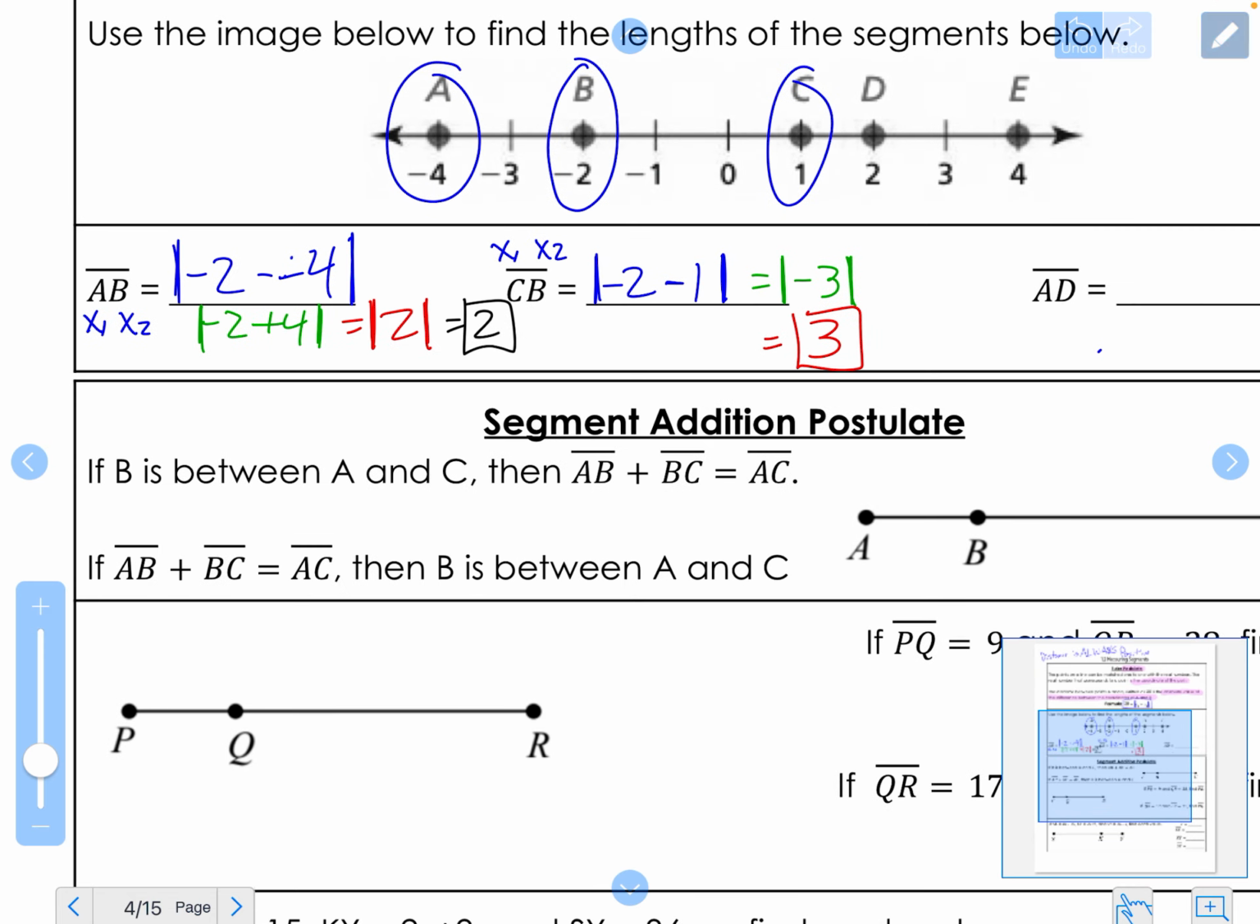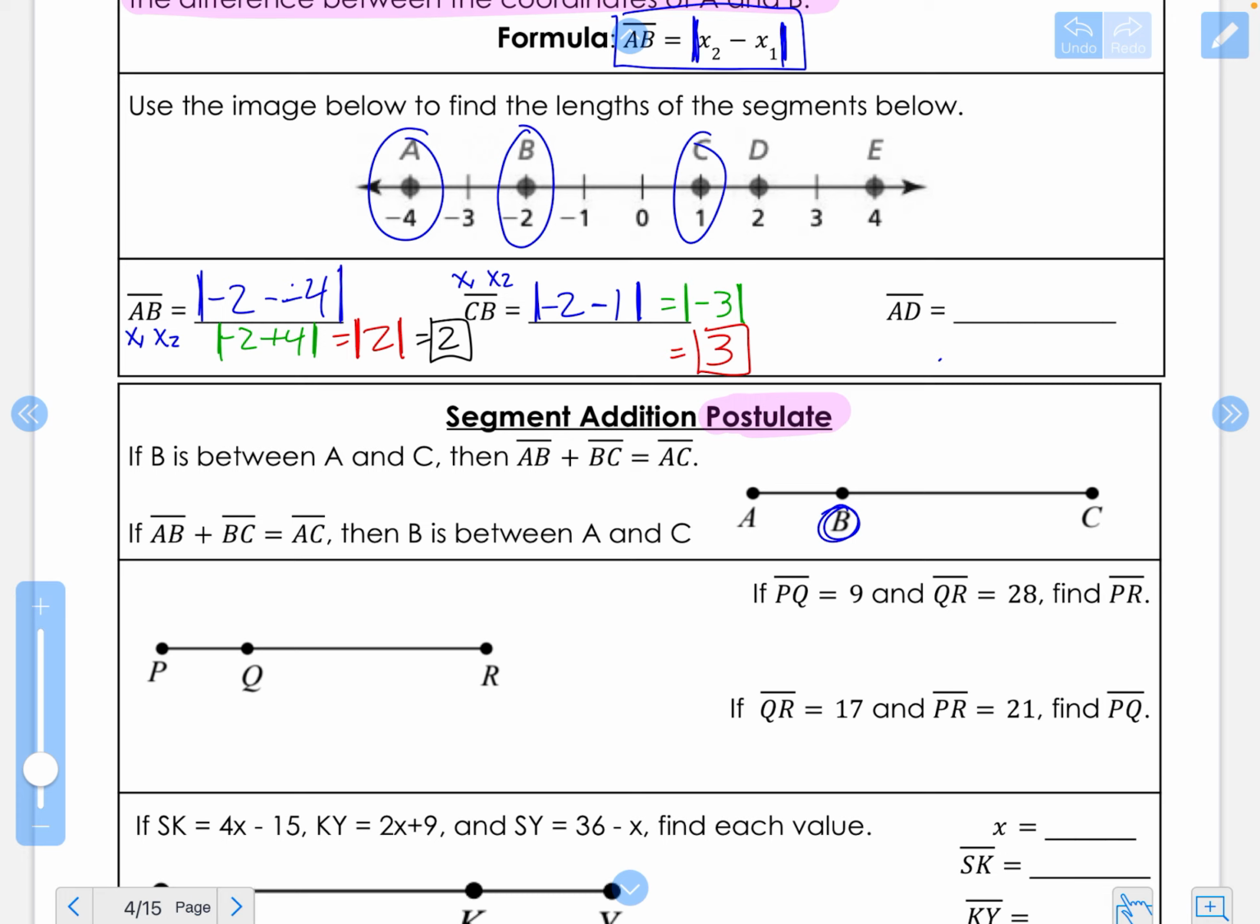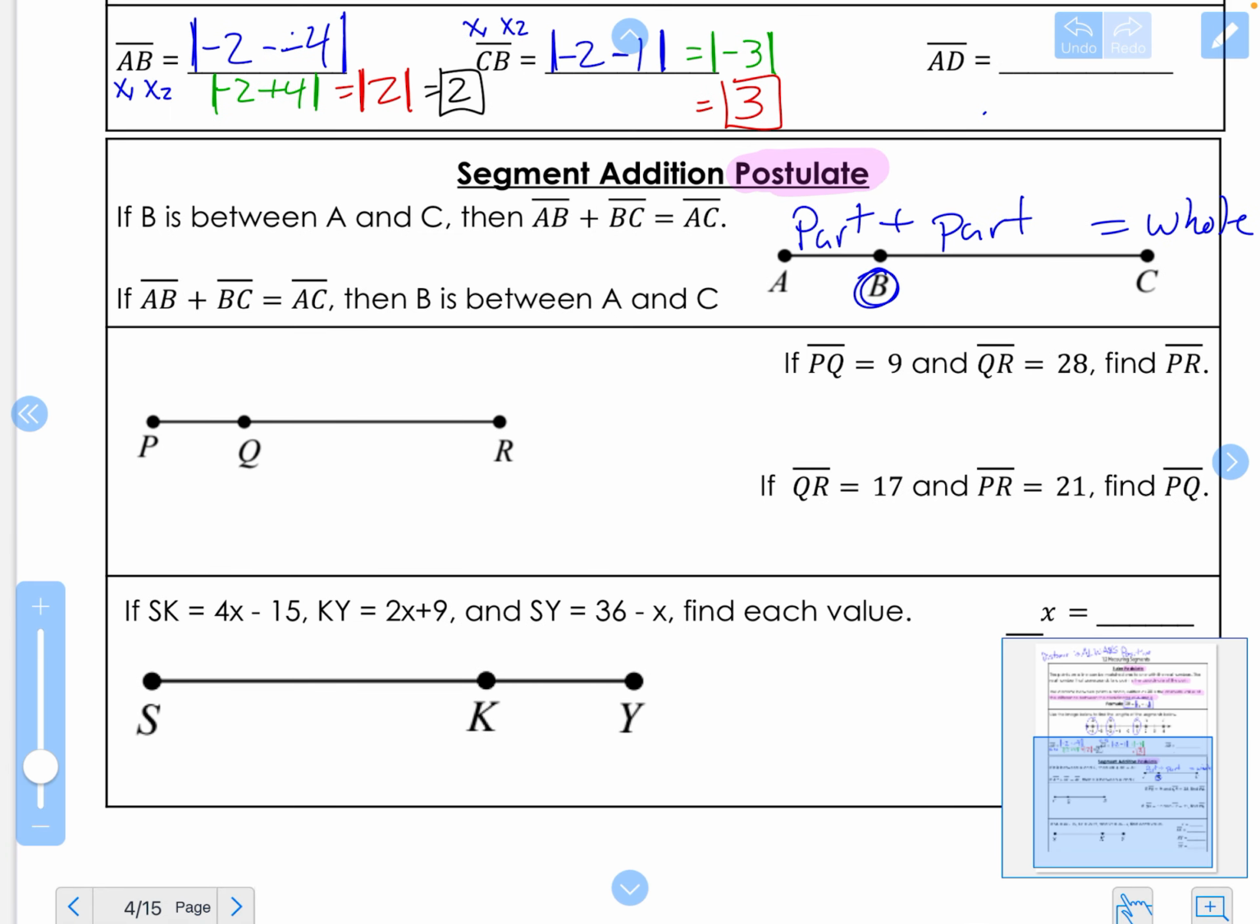All right, so the next thing that we need to understand is our segment addition postulate. This is a postulate that we're going to use all year long. And what our postulate tells us is that if point B on our line segment is in between A and C, then the part that is AB plus the part that is BC equals the whole line, which is AC. So when we think about segment addition postulate, we think about part plus part equals whole. And that's how we're going to solve these.